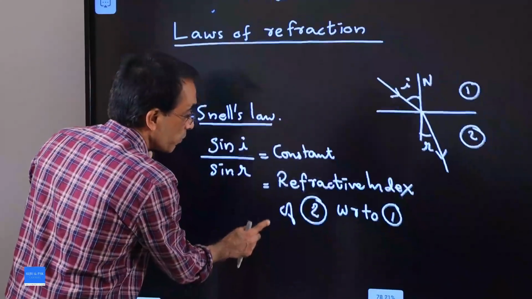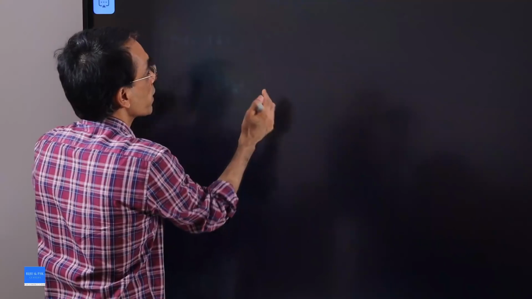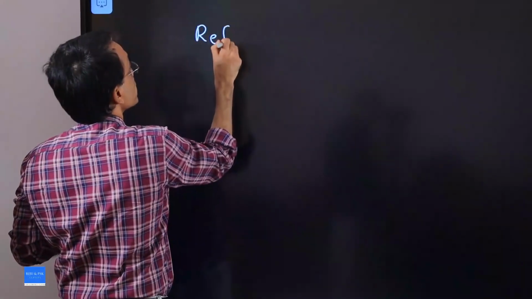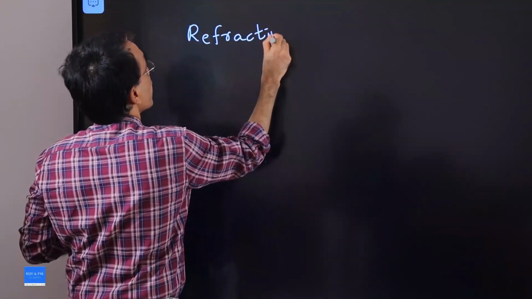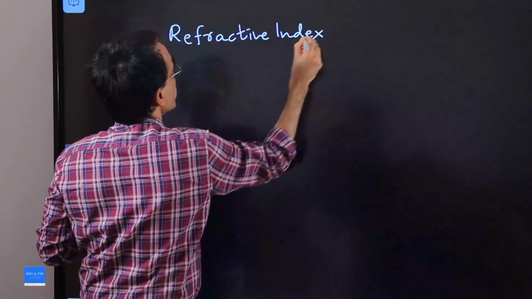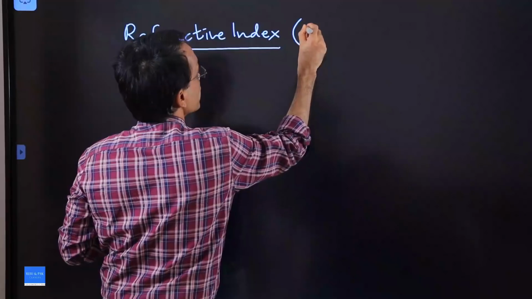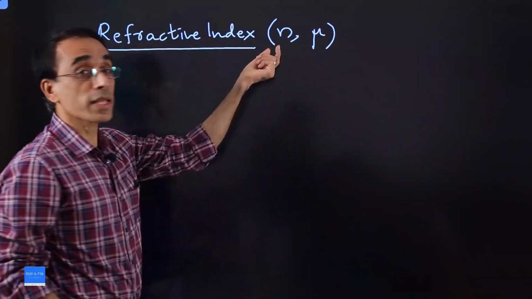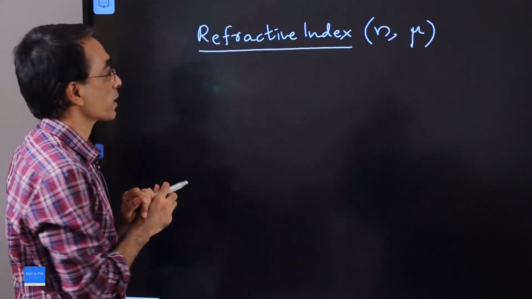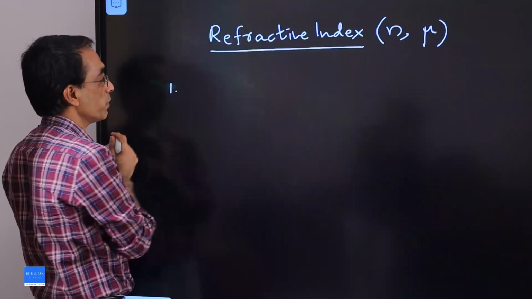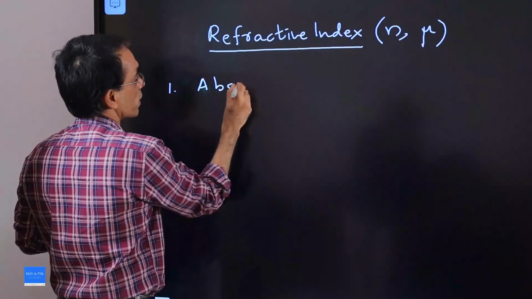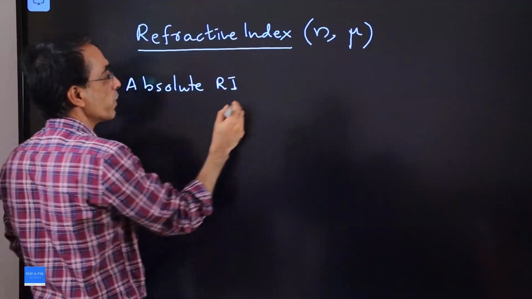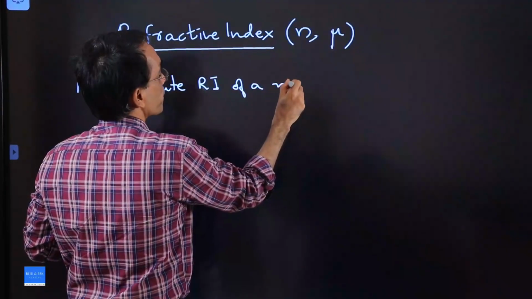To understand this better, we will discuss the meaning of refractive index. Refractive index is written as letter N or as letter mu, but I prefer N; NCERT follows N. There are two types of refractive index that can be defined. One is called absolute refractive index, the absolute refractive index of a medium, to be specific.